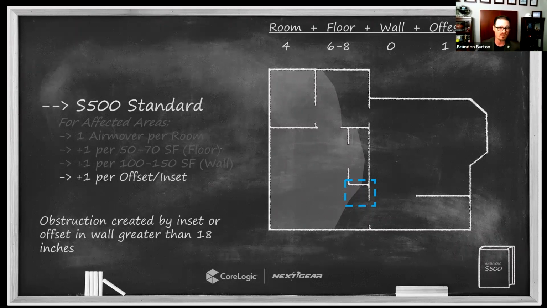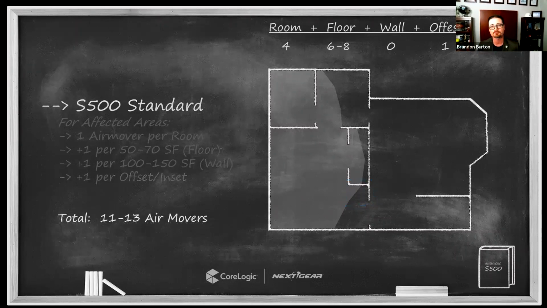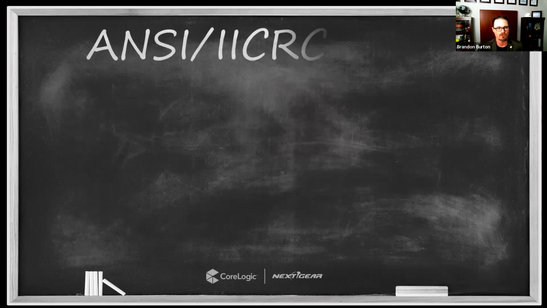Now, once all this is done, we then add up the total. And in this particular example, we come up with 11 to 13 air movers. Okay, that's great. We've got 11 to 13 air movers, somewhere in that range. That's the recommendation being given to us by the calculation. So how do we use those? What is best practice for the installation of those air movers?